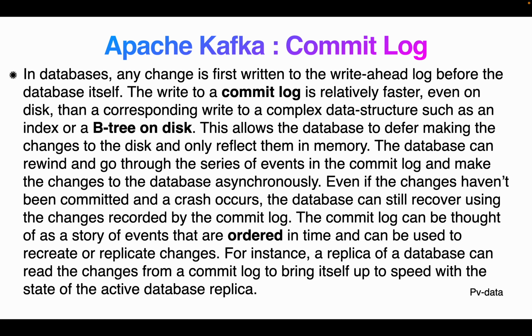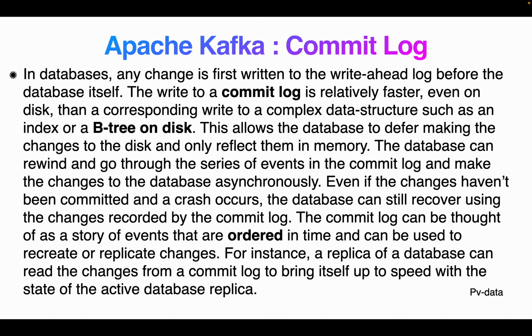In a database, any change is first written to the write-ahead log before the database itself. Writing to a commit log is relatively fast, even on disk. Then the corresponding write to the complex data structure such as an index or B-tree follows. So first they write in the commit log. This allows the database to defer making the changes on disk and only reflect them in memory. The database can replay the series of events in the commit log and make changes to the database asynchronously.